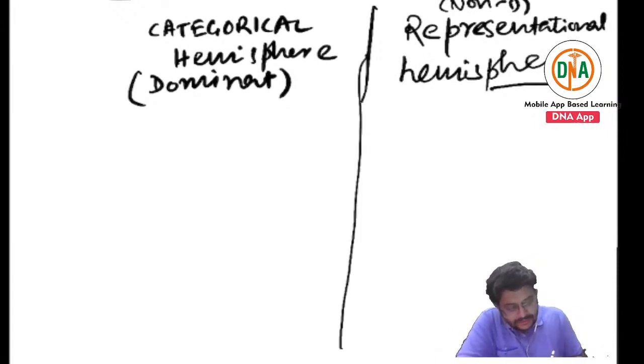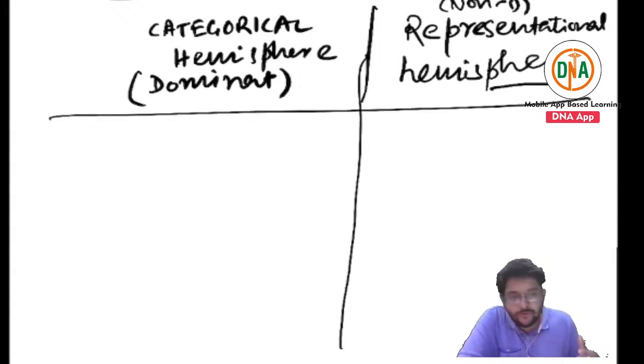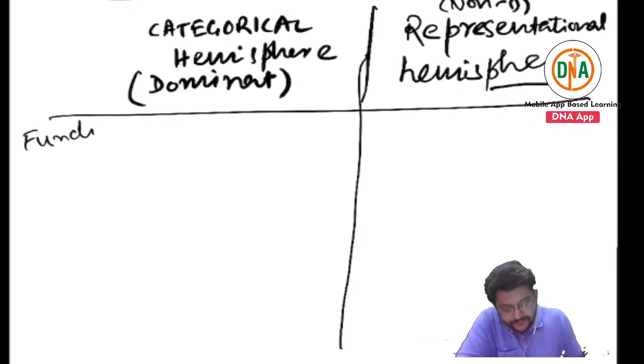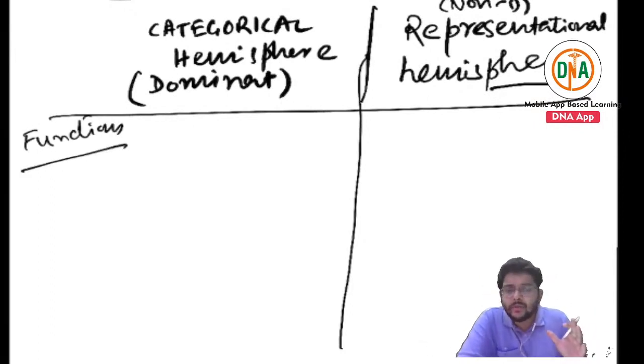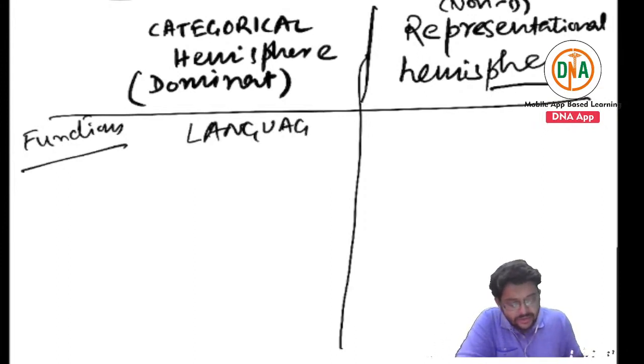Let us go through it in a tabular form. So the categorical hemisphere, what are its functions? Suppose you are a right-hander, your categorical hemisphere will mostly be the left hemisphere. Its function is language. That is very important. Language, spoken words, written words, all these are functions of the categorical hemisphere. So both of these, spoken plus written.